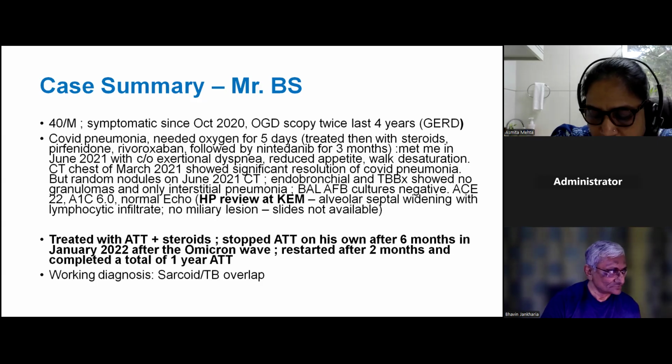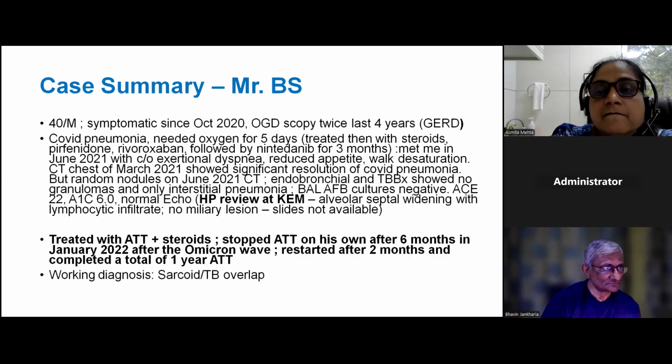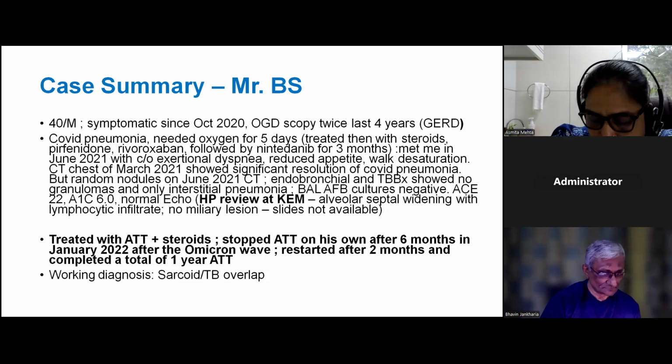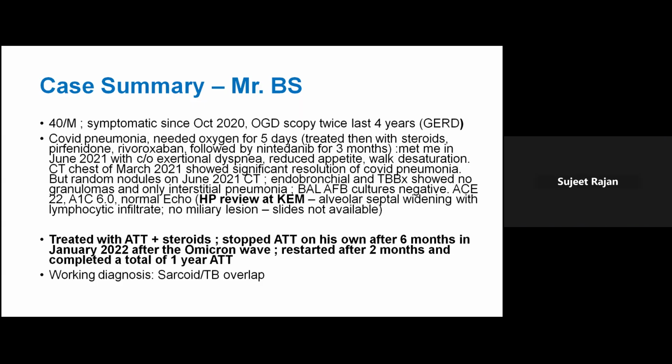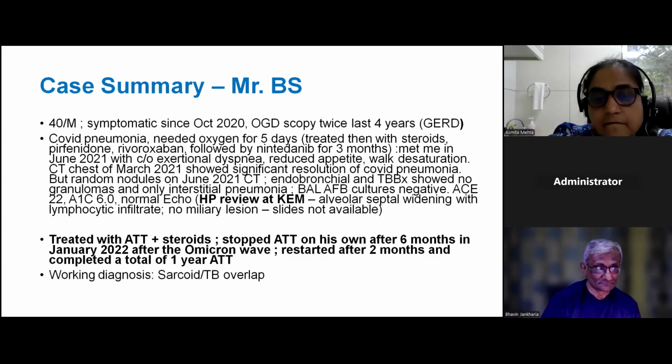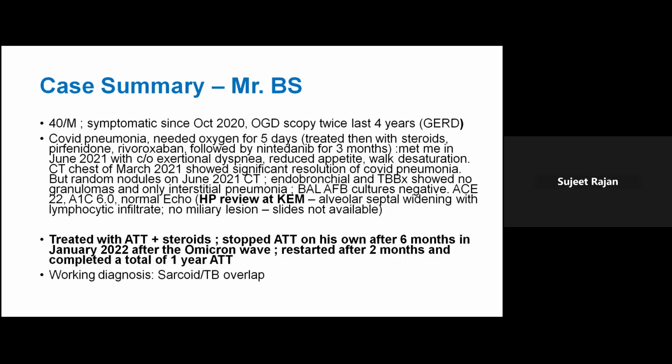of exertional dyspnea, reduced appetite, walk desaturation. A CT in March 2021 showed significant resolution of the COVID pneumonia, but there were random nodules on the June 2021 CT. An endobronchial and transbronchial biopsy was done at that time. Unfortunately, I don't have the slides because it was 4 years ago and I didn't realize that I would have to revisit this case now.